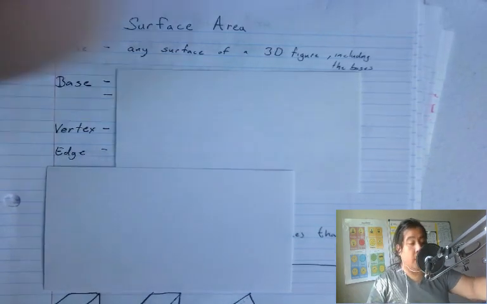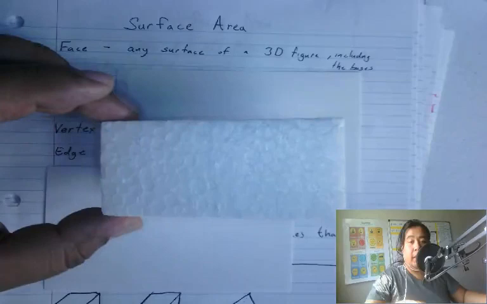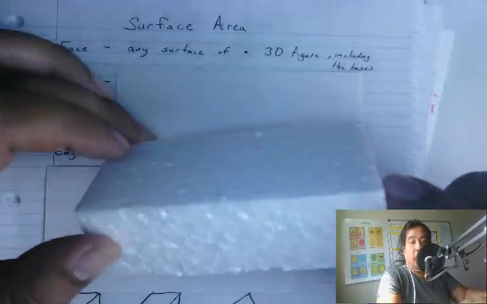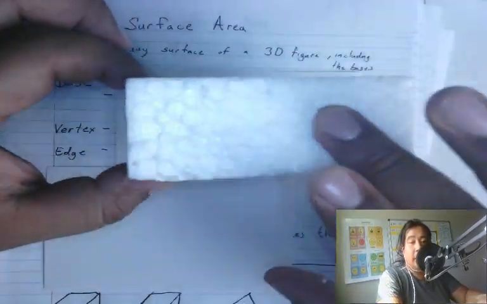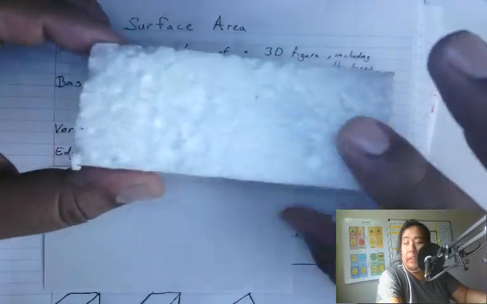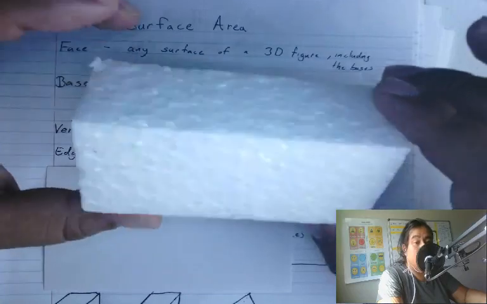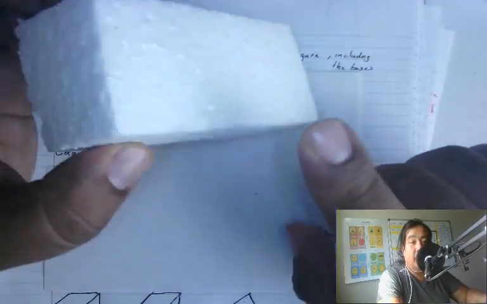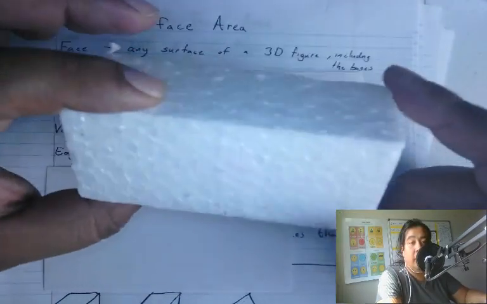So when I have a 3D shape, let's say I have this little cube right here. Well, it's not a cube, I'm sorry. A rectangular prism. This side right here is called a face. This is a face. This is a face. This is another face. All these are faces. All the surfaces are called faces.